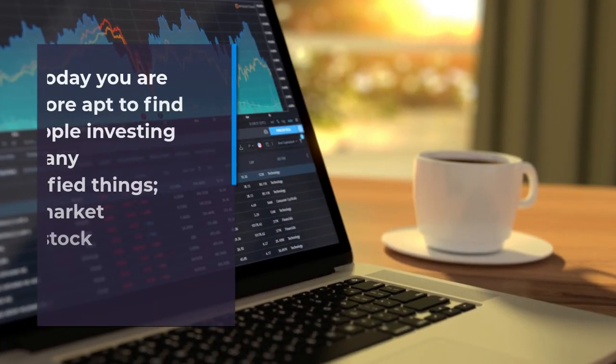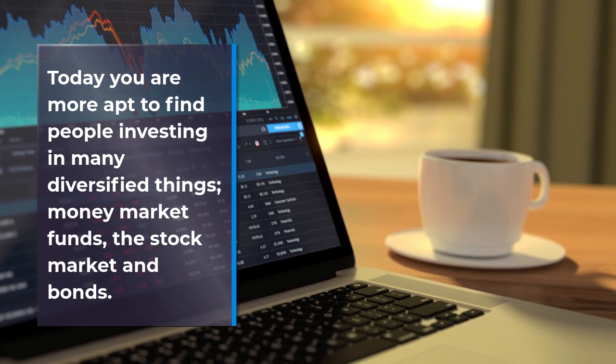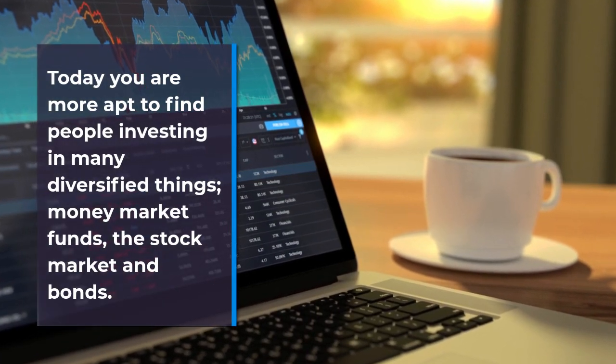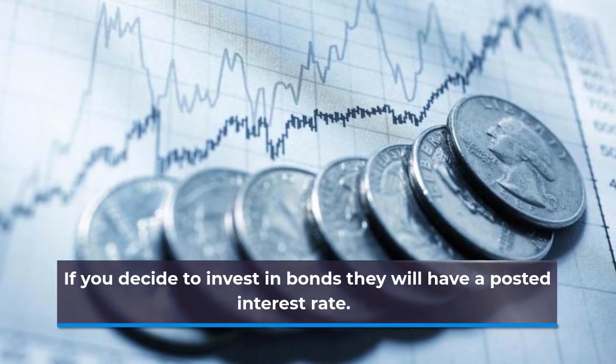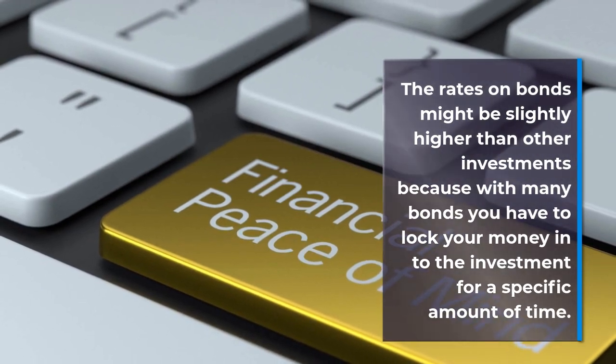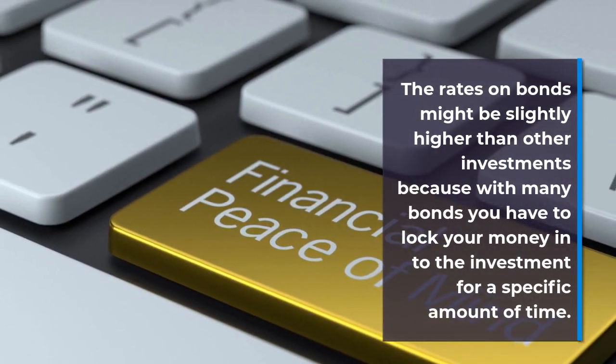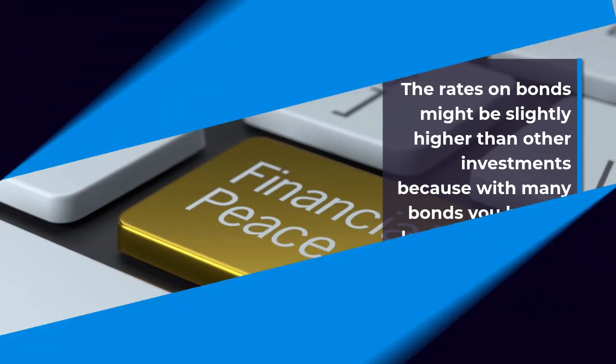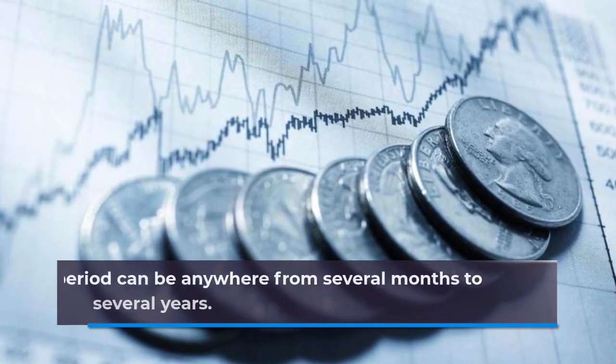Today you are more apt to find people investing in many diversified things: money market funds, the stock market and bonds. If you decide to invest in bonds, they will have a posted interest rate. The rates on bonds might be slightly higher than other investments because with many bonds you have to lock your money into the investment for a specific amount of time. The period can be anywhere from several months to several years.